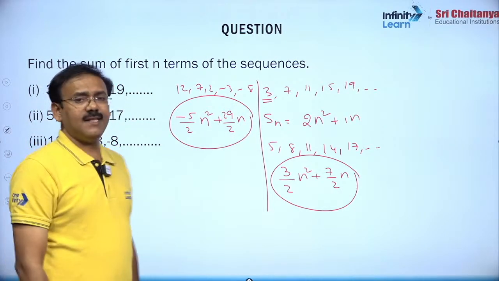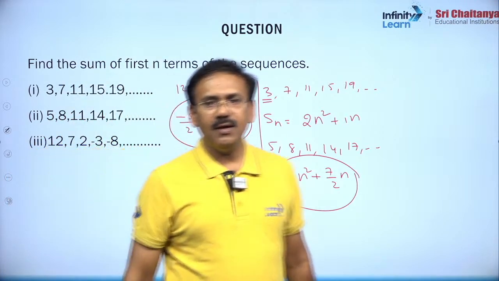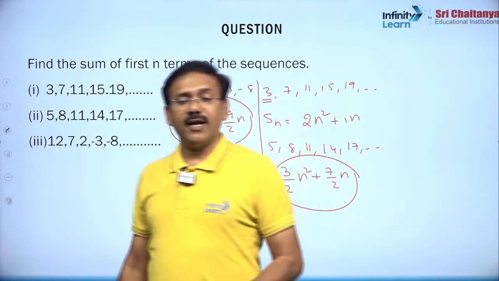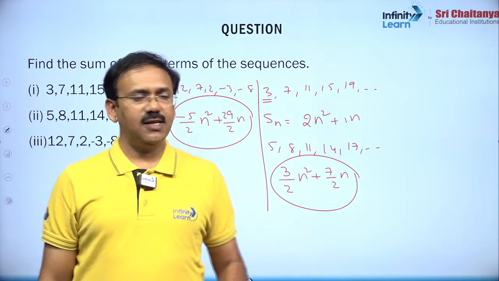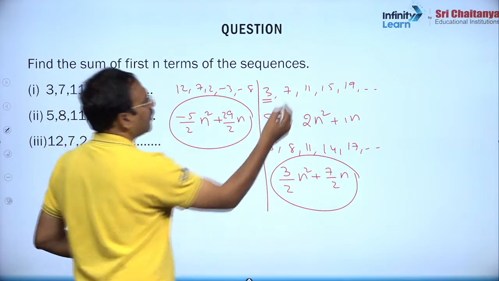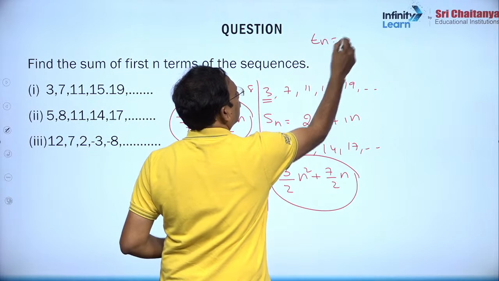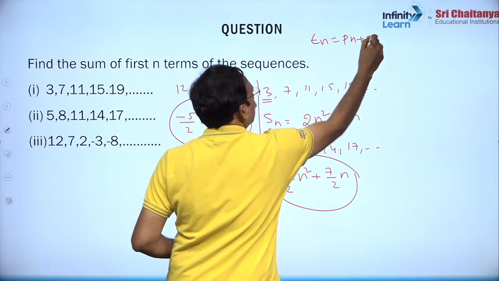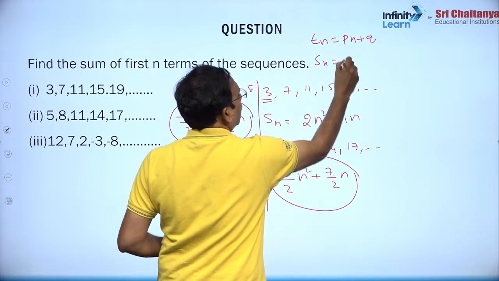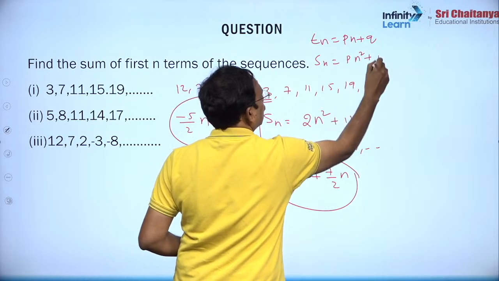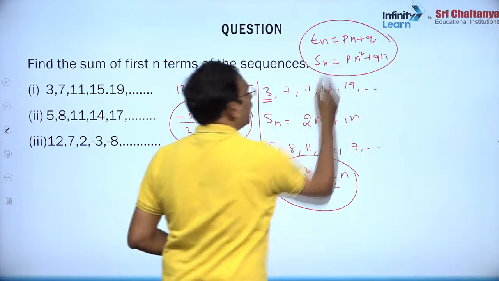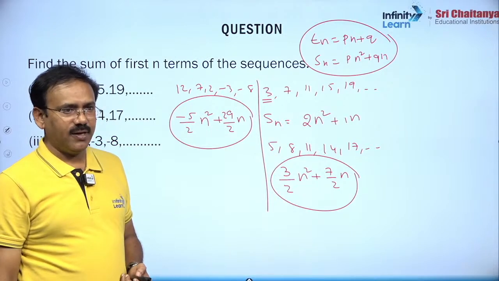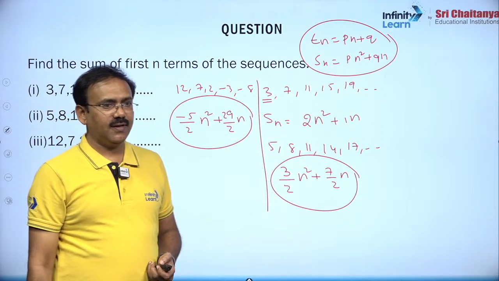So, in this way, if you are given an AP, nth term as well as sum of n terms can be written very easily. Just you need to remember is, in an AP, nth term will be like Pn plus Q, sum of n terms will be like Pn square plus Qn. This is definitely an important observation, my dear friends.